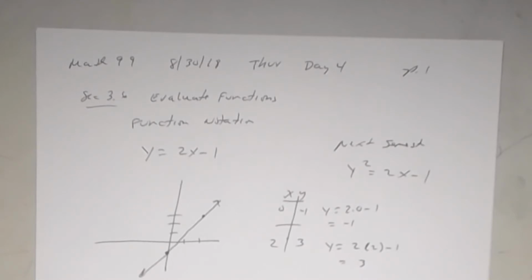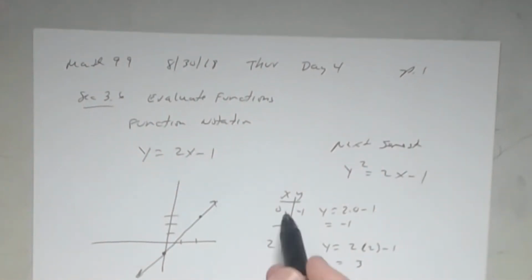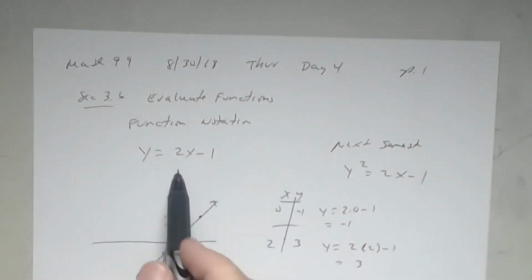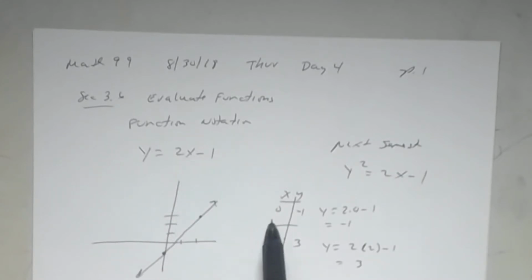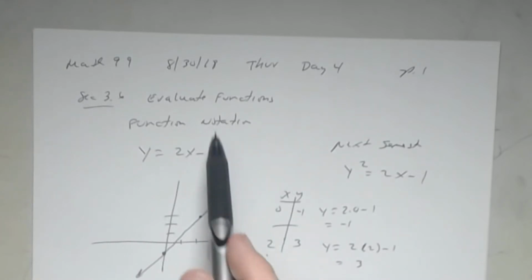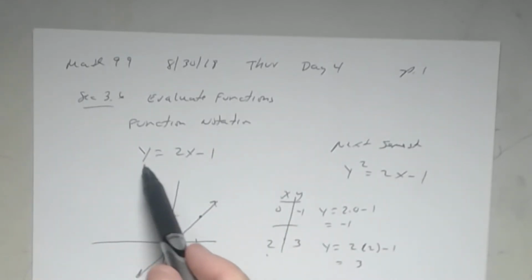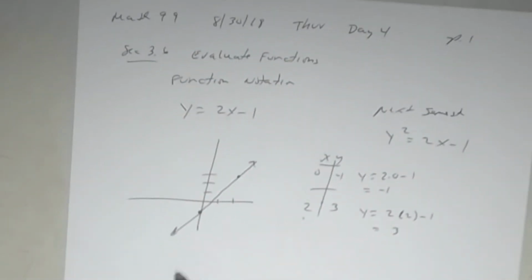Okay? All right, now notice though, I'm using a t-table, right? So in place of x, I'm substituting 0. In place of x, I'm substituting 2, and so on. Well, there's something called function notation. So instead of saying y equals 2x minus 1, I could say this. So here's function notation.